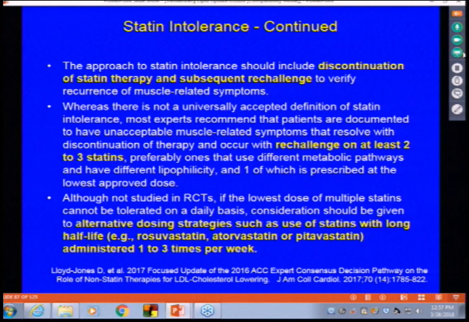At least 2 to 3 statins has been used as a criterion for true statin intolerance before we get into PCSK9 therapy. We talked about alternative dosing strategies, using it 1 to 3 times a week with the longer acting agents.